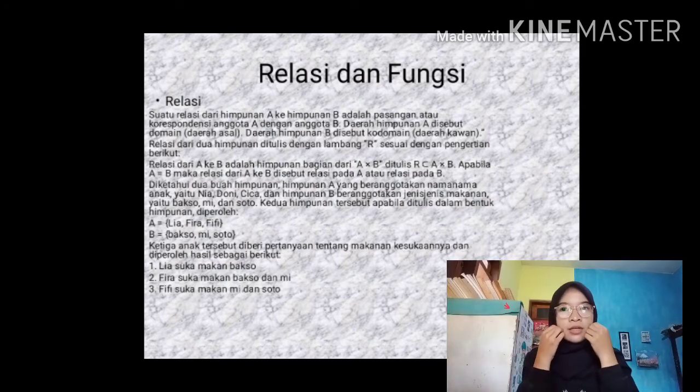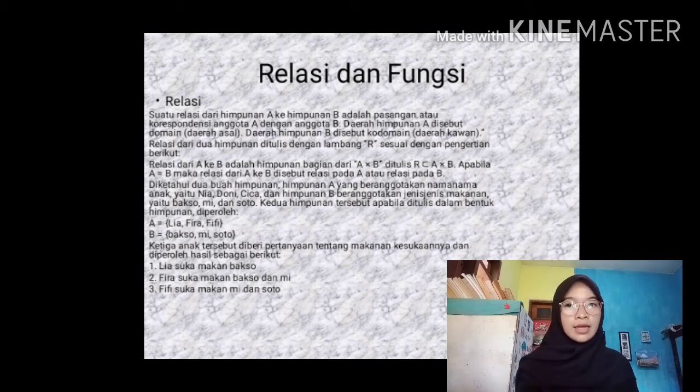Okay, relation and function. Relation. A relation from set A to set B is a pairing of corresponding members of A with members of B. Set A is called the domain, or area of origin. Set B is called the codomain, or area of arrival. A relation from A to B, with symbol R, corresponds to the following definition: a relation from A to B is a subset of A times B, R subset of A times B. If A equals B, the relation from A to B is called a relation on A or a relation on B.